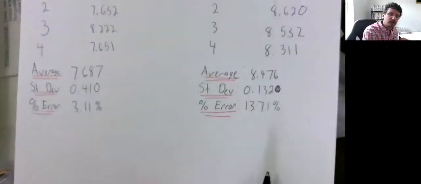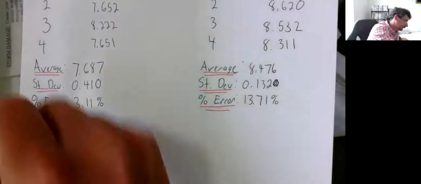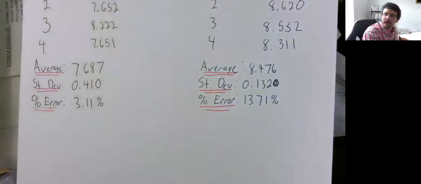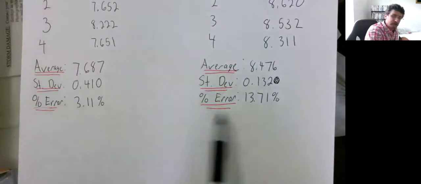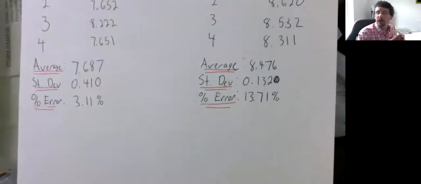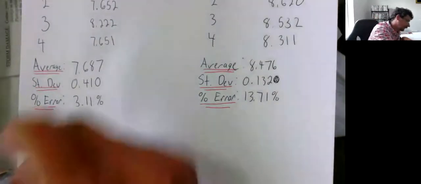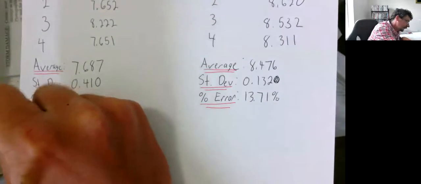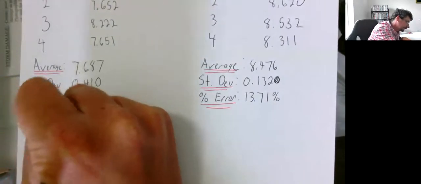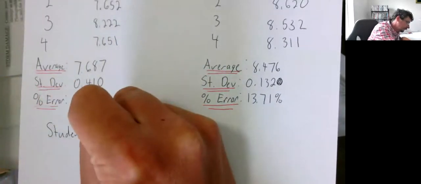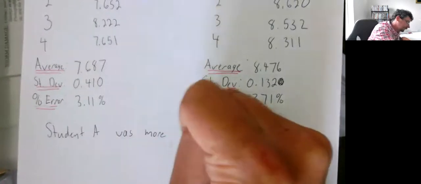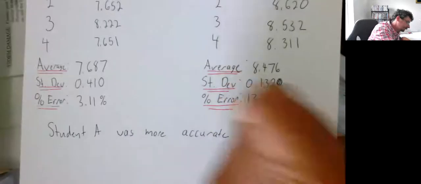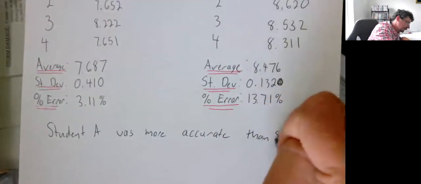So what could we say about accuracy? Which student is more accurate? In order to answer that, we have to consider the percent error, because remember, we're talking about how far away from the true value we are. So student A was more accurate than student B.